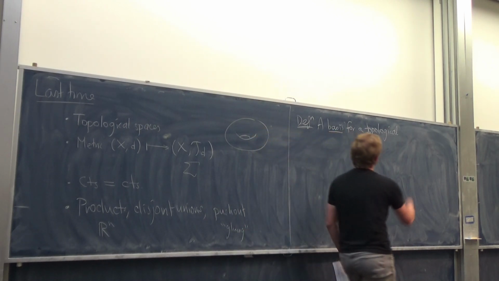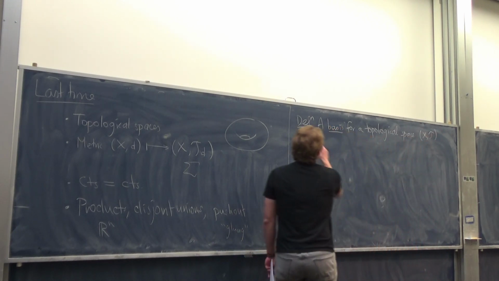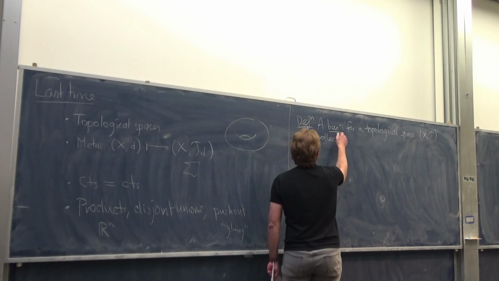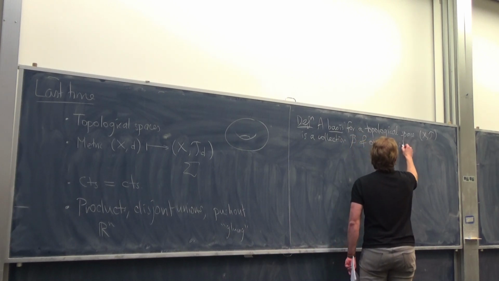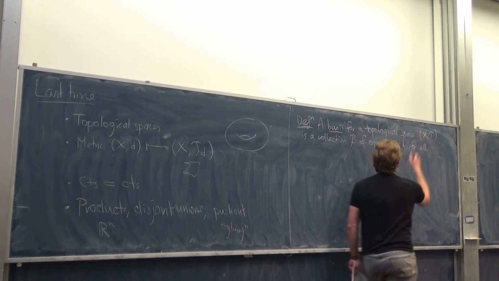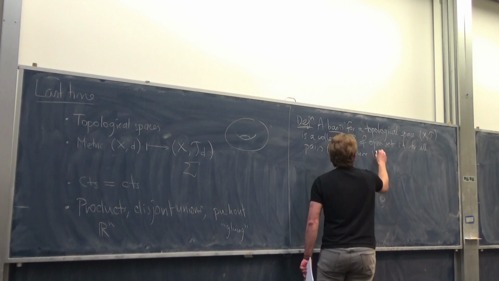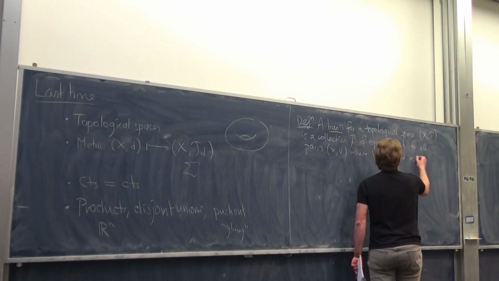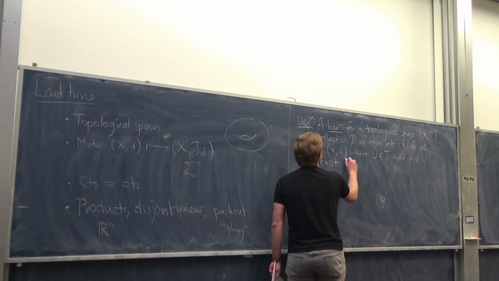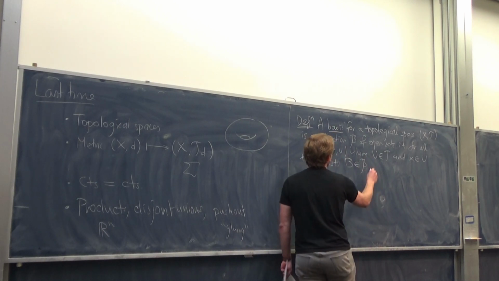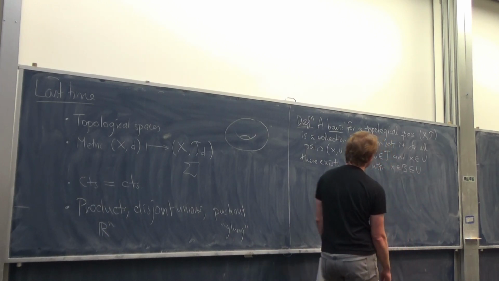So a basis for a topological space, so if I have a topological space (X, T), a basis is a collection B of open sets such that for all pairs (x, U), where U is open and x is a point in U, there exists one of these distinguished open sets which lies inside U and contains x. All right?